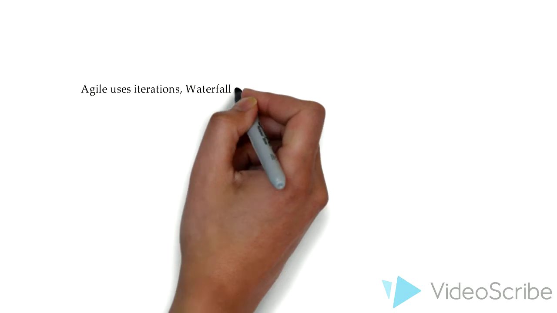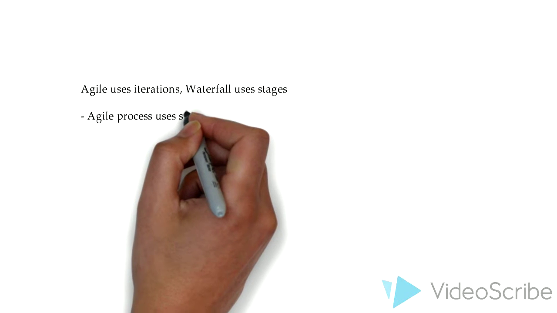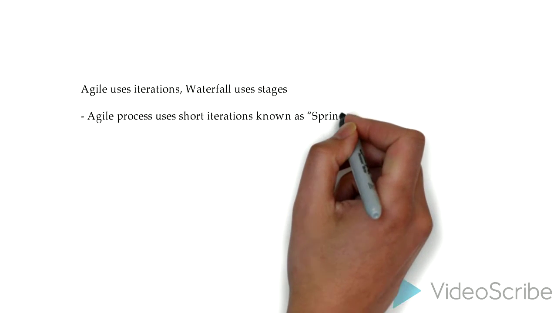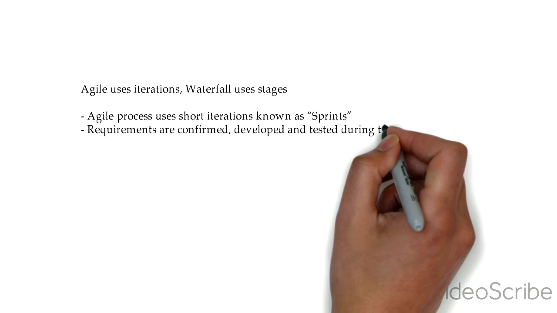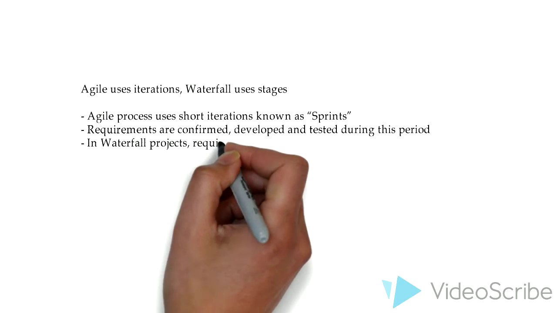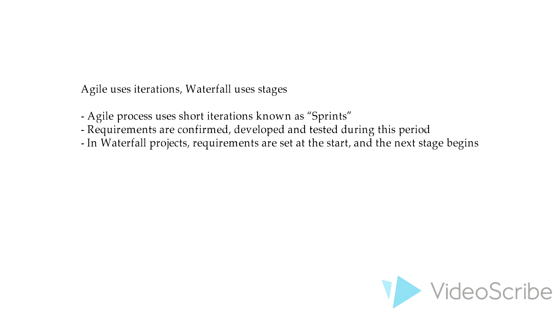Agile uses iterations, Waterfall uses stages. The Agile process uses short iterations known as sprints, which generally last between 1 and 4 weeks. The requirements are confirmed, the system is developed, tested and released during this iteration, and the next one begins. With the Waterfall process, the requirements are set at the start and the next stage begins.